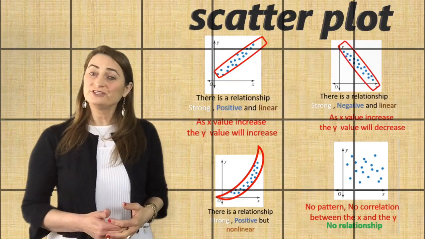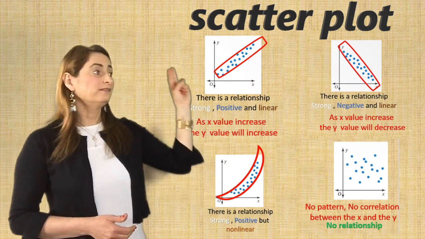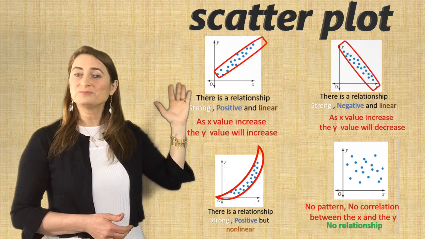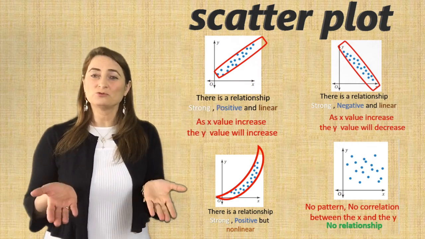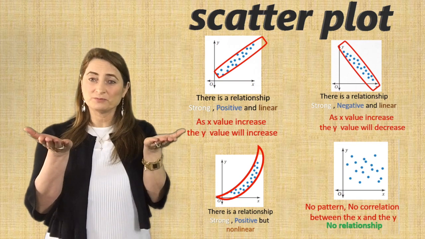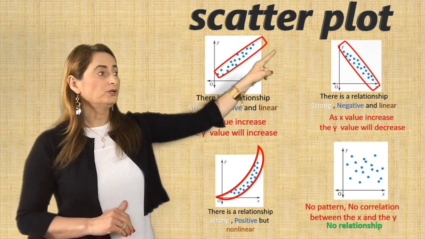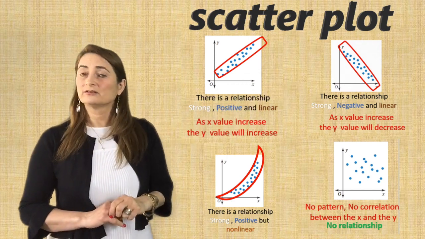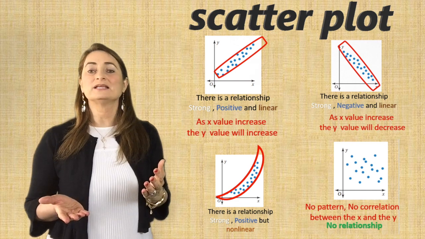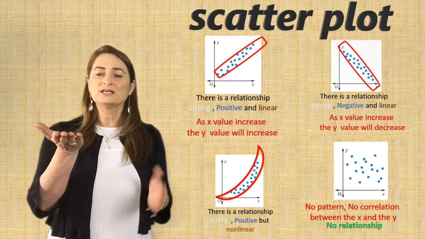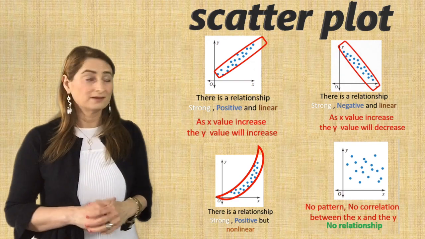In conclusion, for the scatter plot, here are the 4 examples that we talked about. The first one, there is a relationship, there is a trend. It's a positive linear. That means both x and y values have the same relationship. They both increase or they both decrease. But when you have a negative linear relationship, that means the values of x and y are opposite. One of them will increase, the other one will decrease. That's what a negative relationship is.